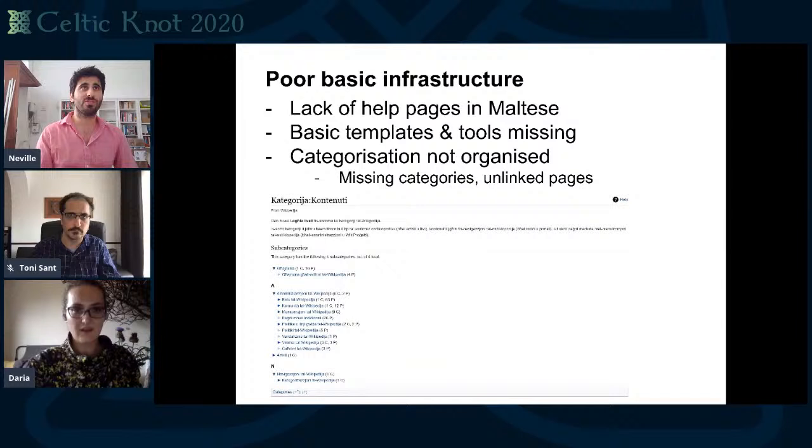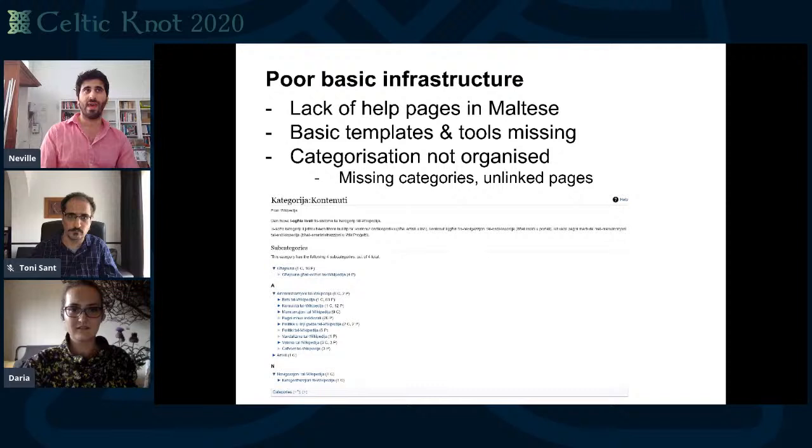We also have a problem with the basic infrastructure. So there are very few help pages in Maltese. So it's quite difficult to actually understand what you're meant to be doing and how you're meant to be obtaining help in Maltese language. There are problems with missing templates and missing tools. So even things like, we've recently introduced something as basic as Hotcat, for example, which was lacking and which is now helping us to improve the situation in terms of missing categories and unlinked pages. And as you can see in the screenshot, we've actually created kind of a mother page for content to kind of help streamline the categories that we need to be created.